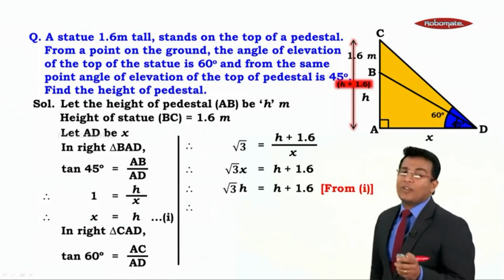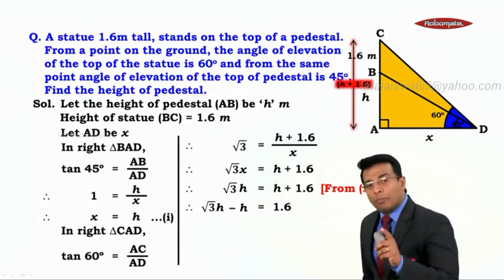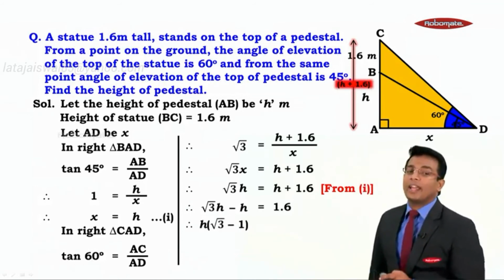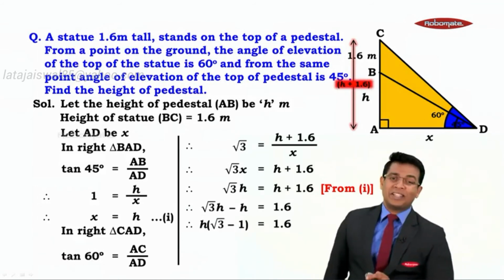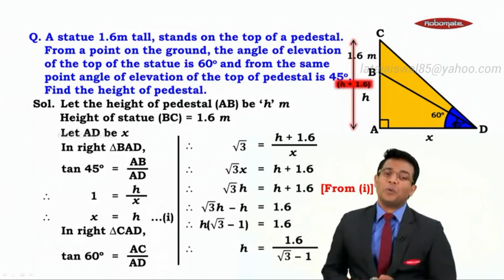So, take h on one side. We get root 3 h minus h is equal to 1.6. h comes common on the left hand side, so we get h into bracket root 3 minus 1 is equal to 1.6. Now we get h is equal to 1.6 upon root 3 minus 1.